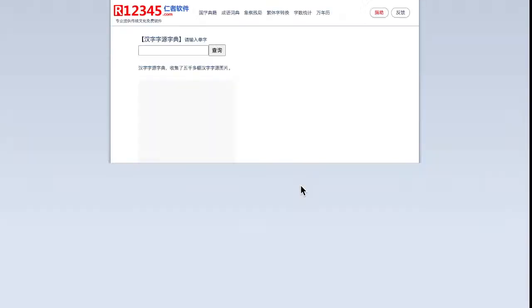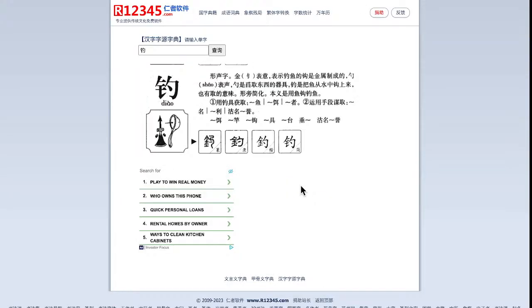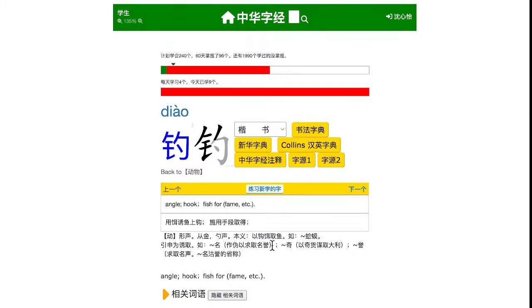If you look at it, on the left side it's 金. That means this thing is made out of metal. And on the right side, it looks like a spoon kind of thing. That means you are getting something out of water. So getting something out of water using what? Using something made out of metal. So this is how this character is built. Okay, 钓.